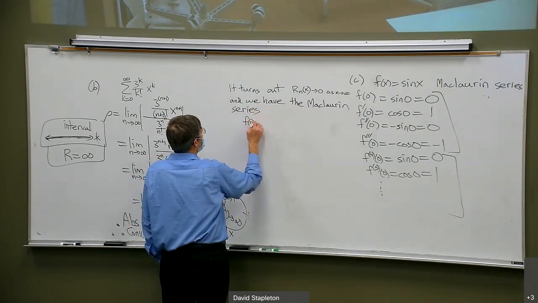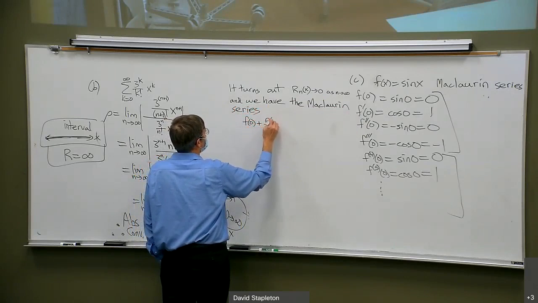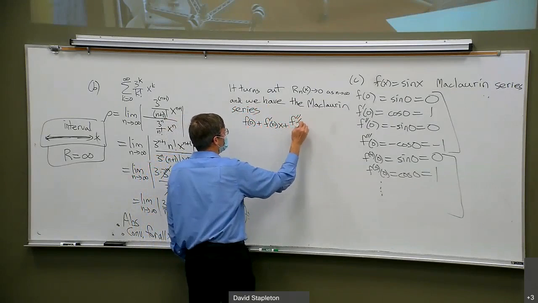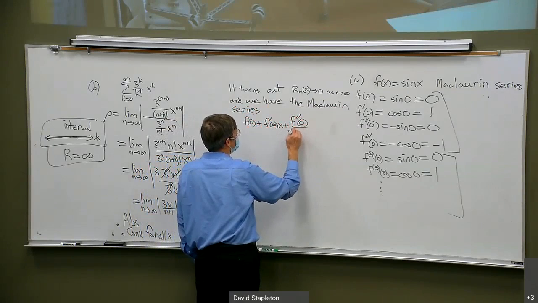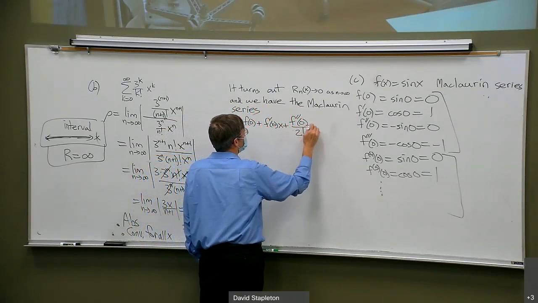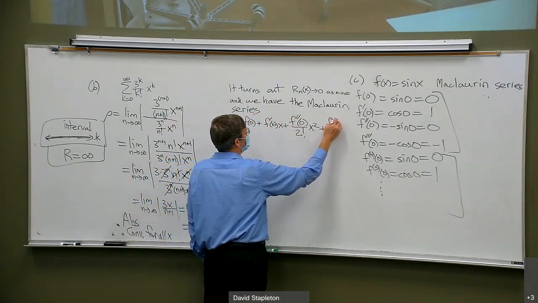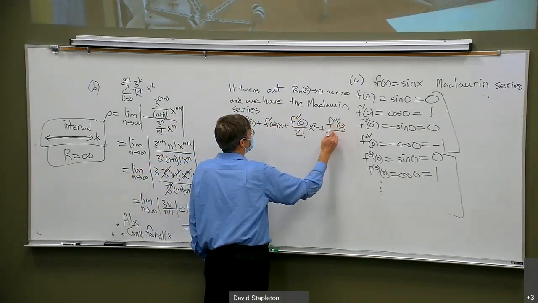f at 0 plus f prime at 0 times x. This is for any function. This is its Maclaurin series. It's just this, where you just have to put in whatever f is. This is the definition.